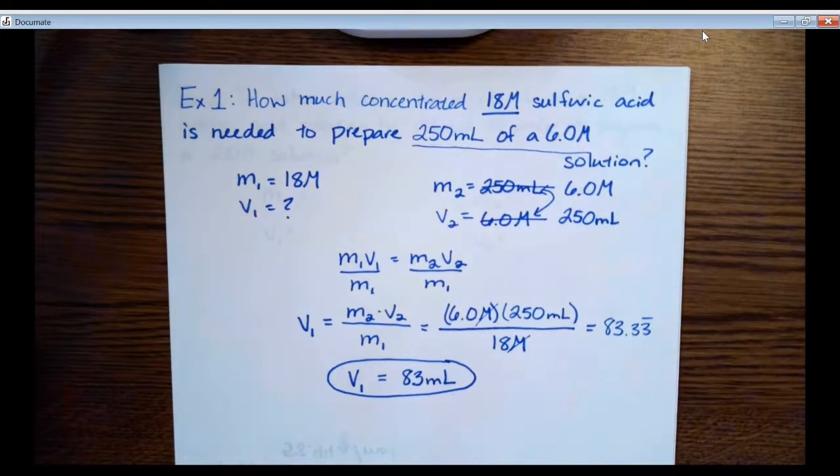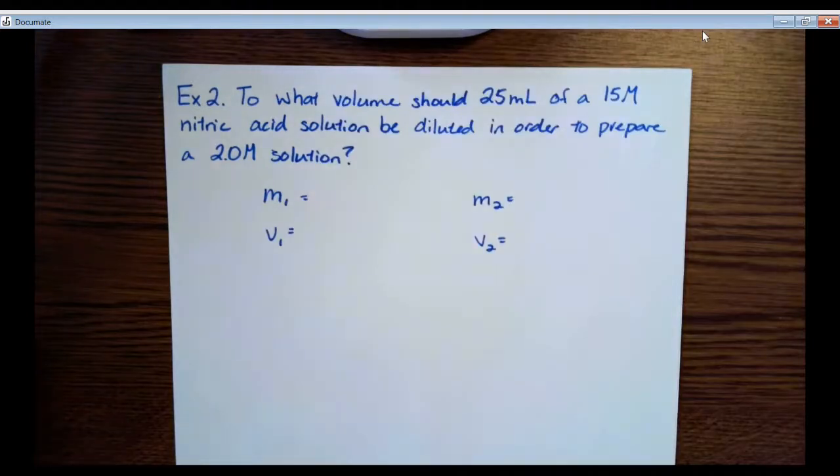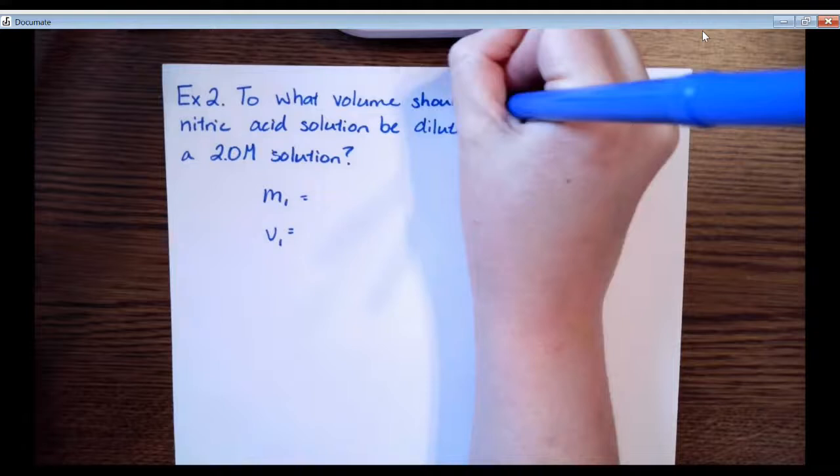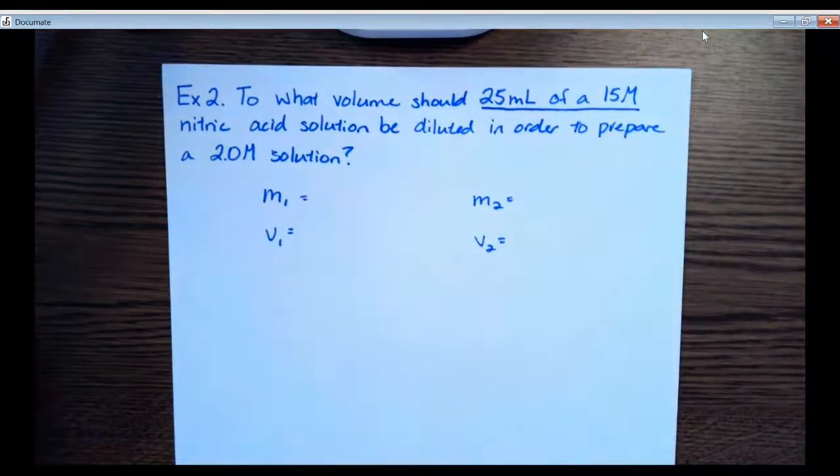Okay, so let's try the next one. To what volume should 25 milliliters of a 15 molar nitric acid solution be diluted in order to prepare 2.0 molar solution? Okay, so I want to look for my 2 numbers that are paired together. In this case, it's 25 milliliters of a 15 molar solution. Okay, they're coming first, so I'm going to make those my 1s.